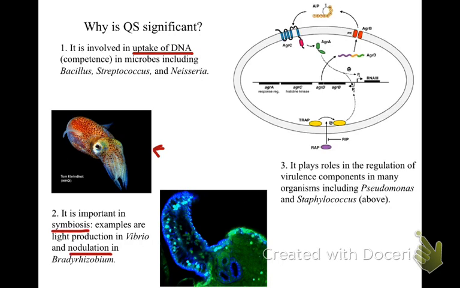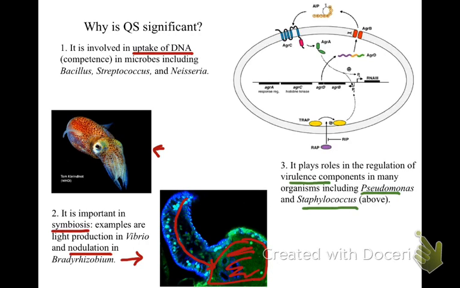Quorum sensing is also important in nodulation, and here's an image showing the root hair and the nodule that gets produced. And here's Bradyrhizobium moving down an infection thread in this image into the nodule where nitrogen fixation will be occurring. And then a final example is to remind you that quorum sensing plays a very important role in regulating virulence determinants. Two examples, of course, that I've already mentioned, Pseudomonas and Staphylococcus. And the example shown here is an image for Staphylococcus.